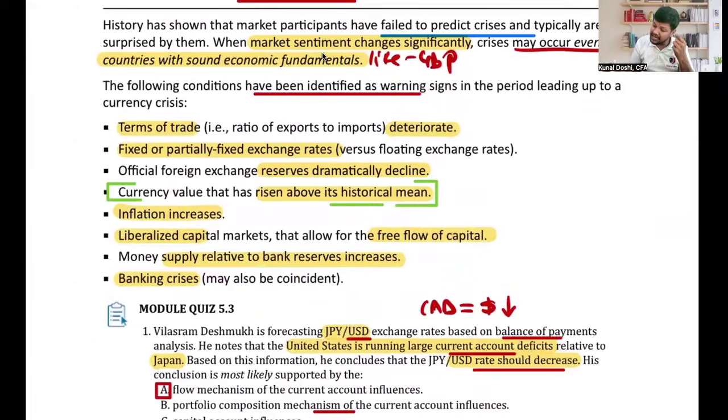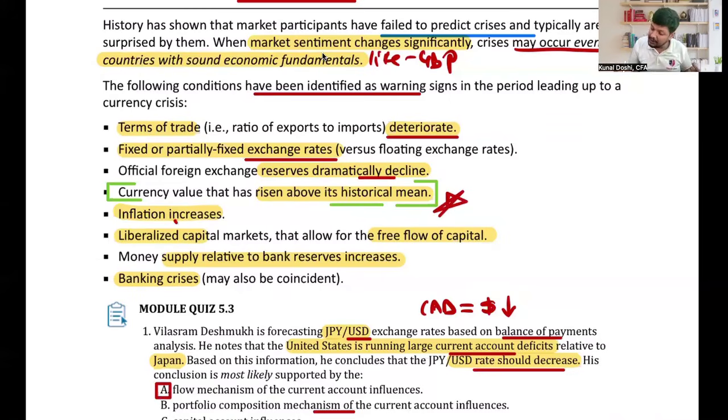Terms of trade getting deteriorated in the current scenario. Fixed or partially fixed exchange rate that puts a lot of pressure on the central bank. Correct. Official exchange rate dramatically declines. Currency value has risen above the historical mean. This is a very important indicator because it's a technical indicator. If the current rates have gone above the historical rates, that means they will fall drastically.